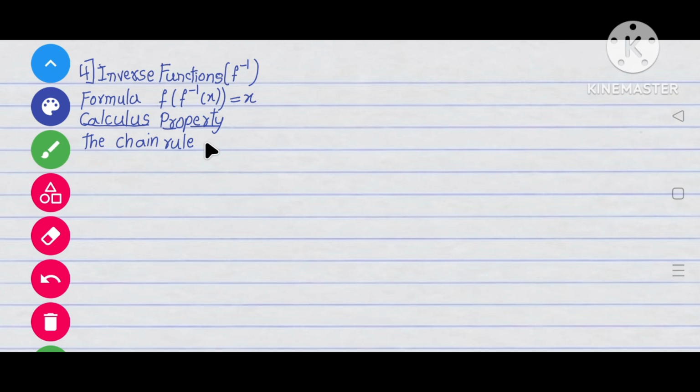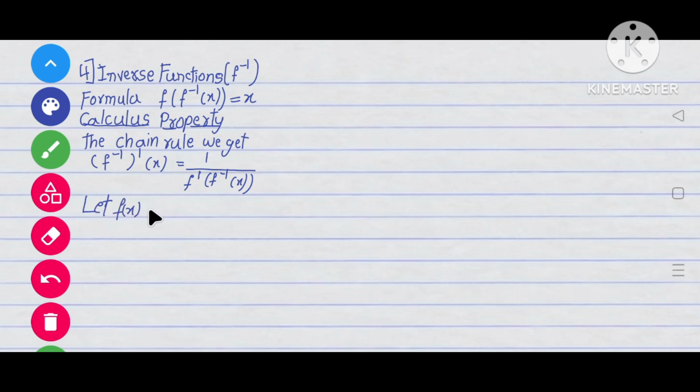By the differentiation formula above, using the chain rule, we get d by dx of f inverse of x is equal to 1 by f dash of f inverse of x. Move to the example problem.